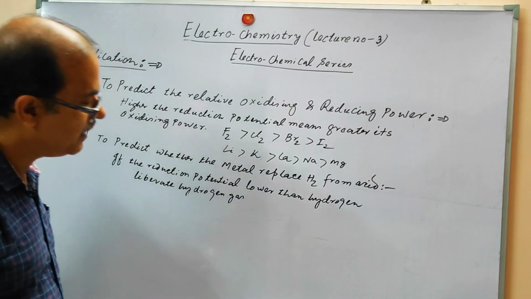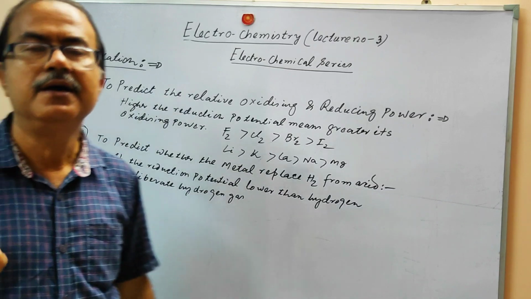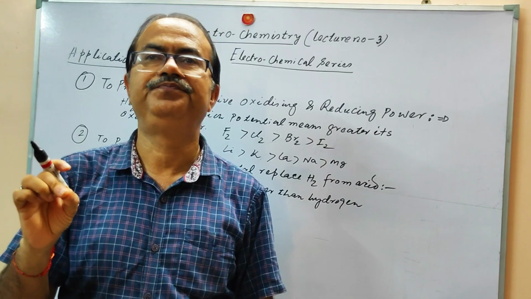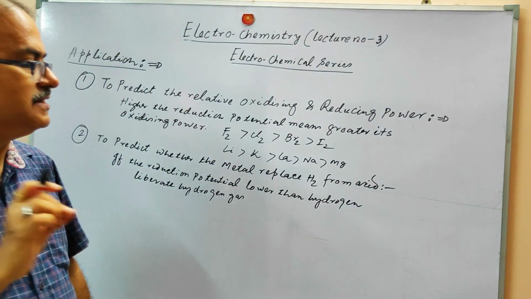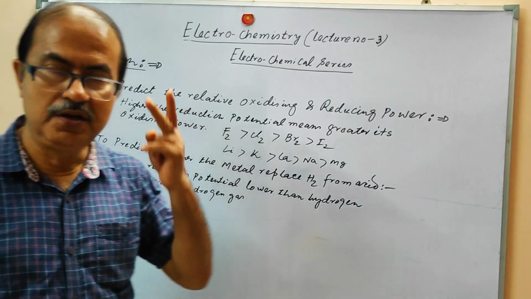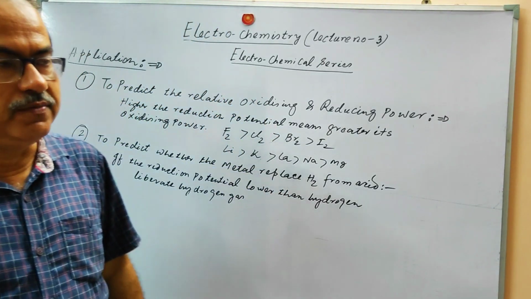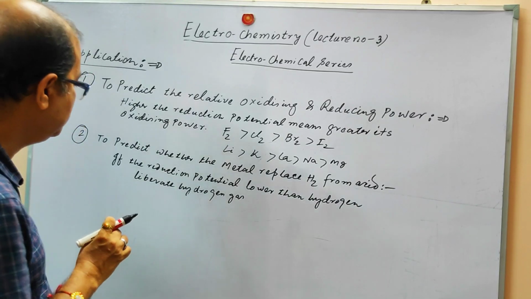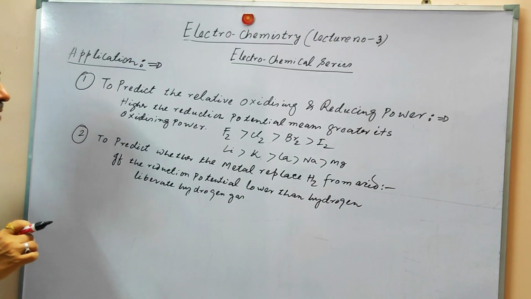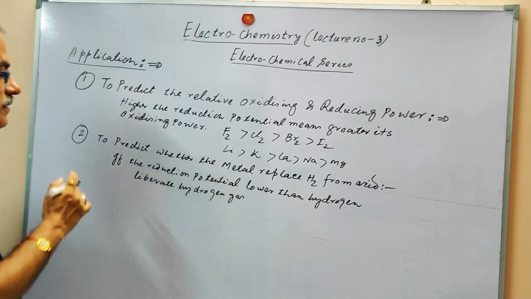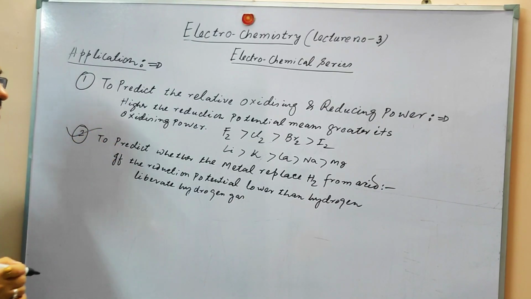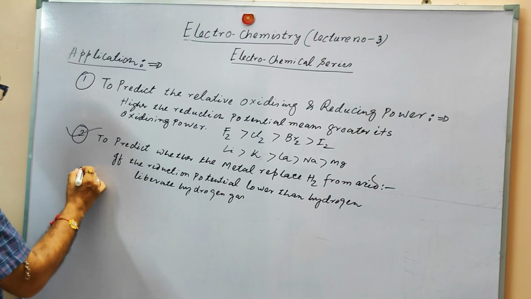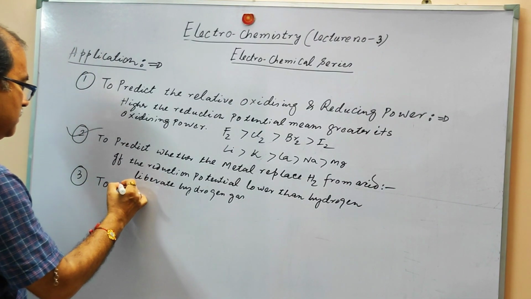Then we are able to liberate the hydrogen gas. You can see that copper cannot displace the hydrogen from the acid, whereas zinc is easily able to react with the acid and liberate the hydrogen gas. So from this we can predict whether the metal will displace H2 from the acid or not.